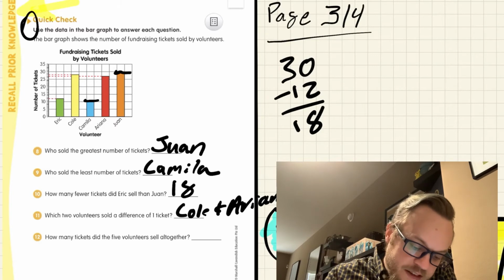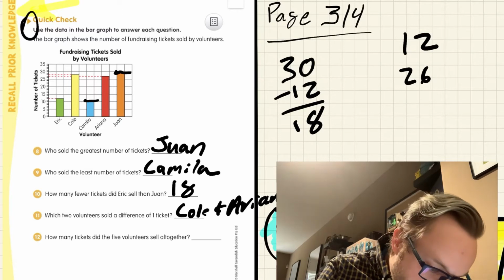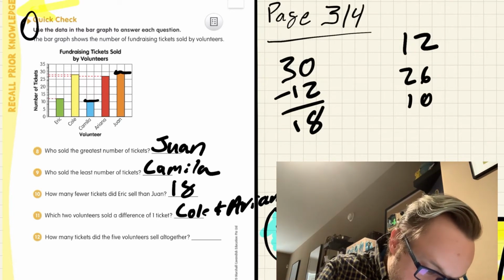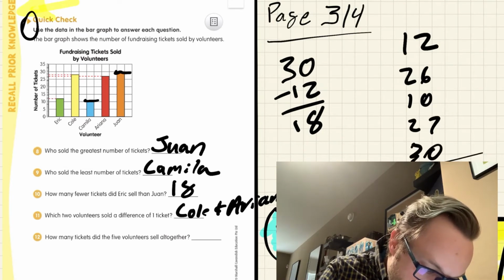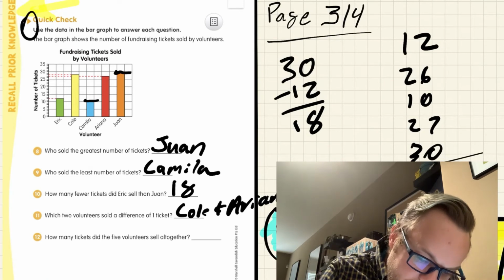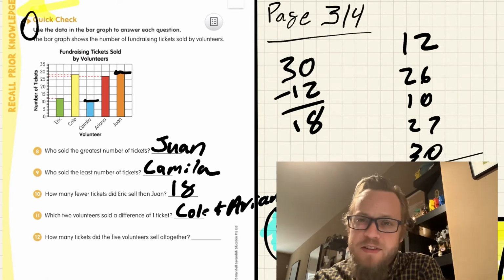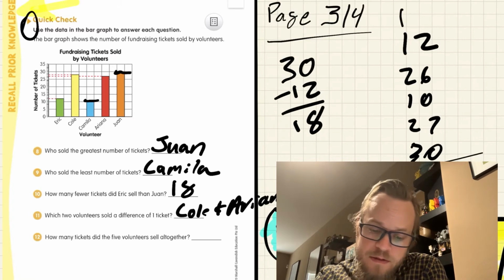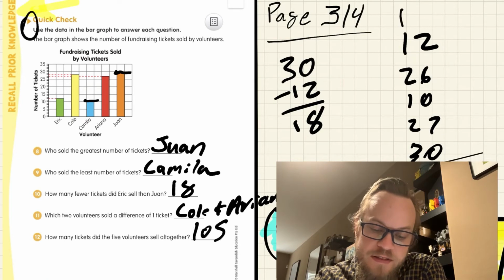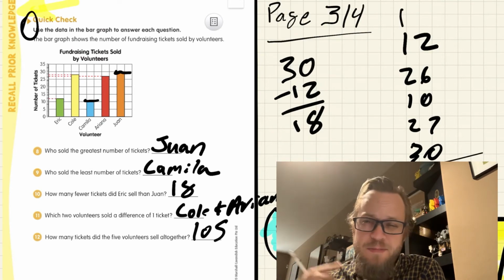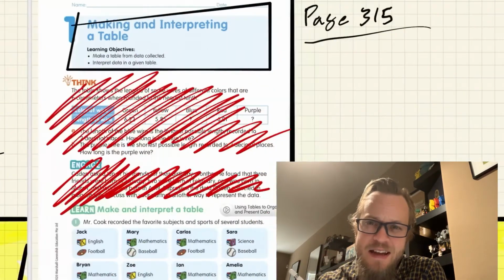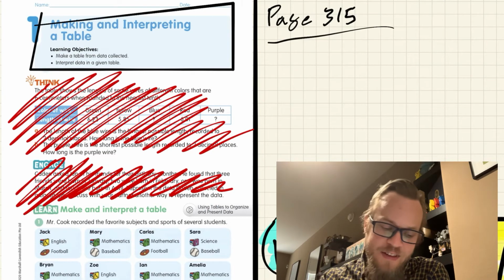And then lastly, how many tickets did the 5 volunteers sell altogether? Well, I'll find their totals. I have 12, 26, 10, 27, 30. And I add all of those up together to get my grand total. So that's 15, 10, 20, 40, 50, 70, 100. They sold 105 tickets altogether. Just practicing real quick addition in my head. If it takes you a little bit longer, that's fine.